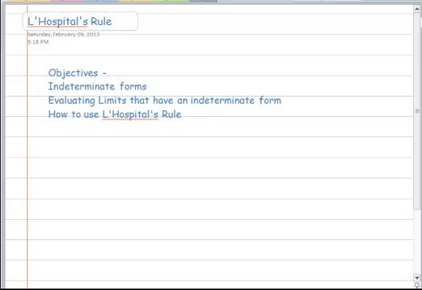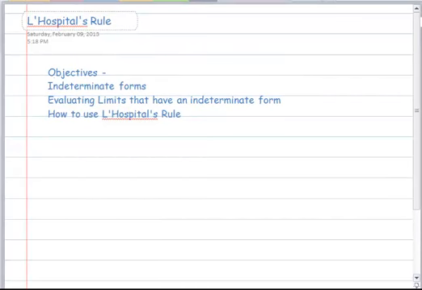After that, we want to talk about how you evaluate limits that have such a form. And in doing so, we'll be talking about L'Hospital's rule. So let's get underway here. So what is an indeterminate form?